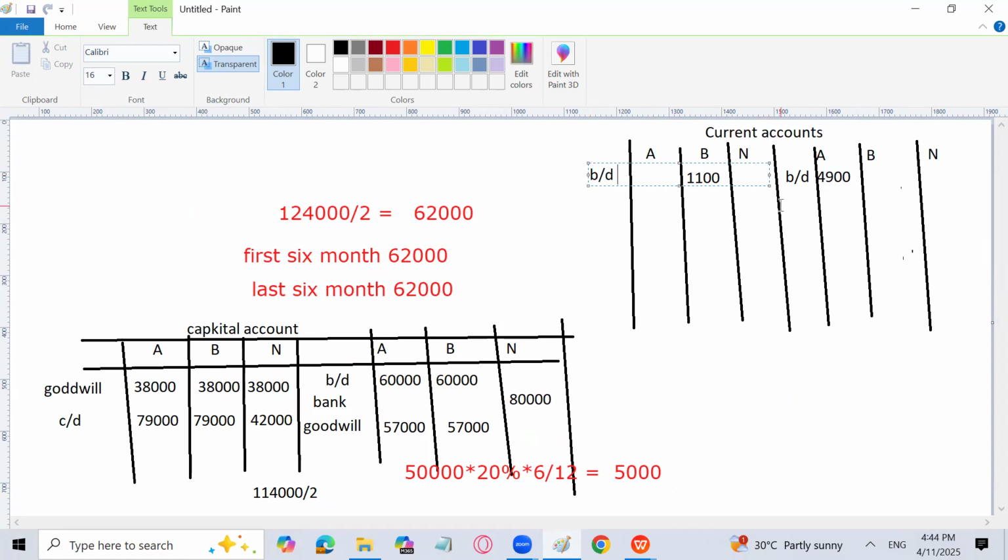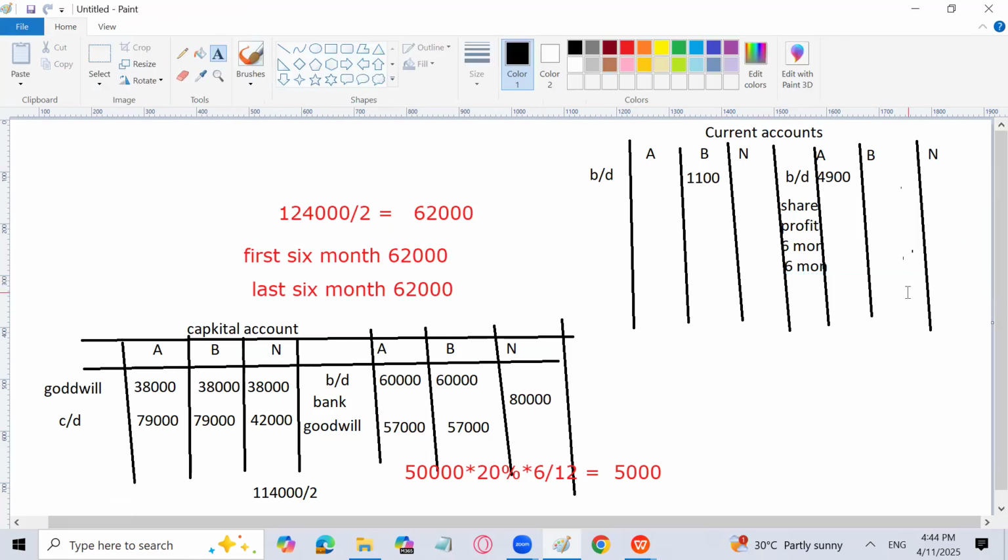Now comes the share of profit. Share of profit you need to write for 6 months, and then you need to write that for the last 6 months. So let's write it down. So share of profit for the first 6 months. For that, you have to prepare the appropriation account. Actually, let's prepare the appropriation account. A short appropriation account will be helpful for us.